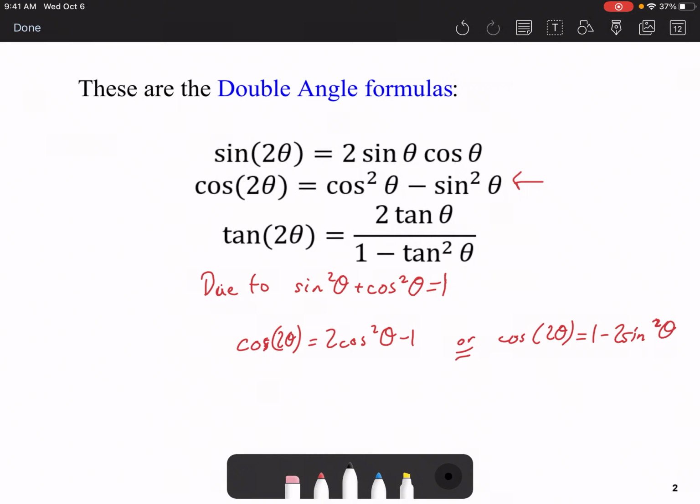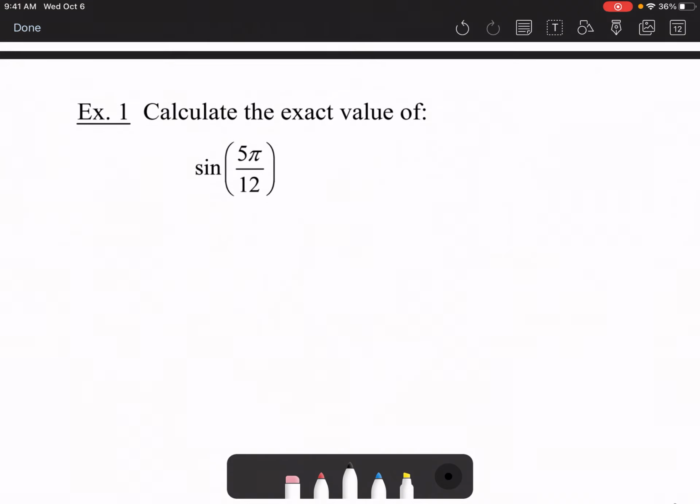Now again, I'd suggest you memorize at least the first two. You can always figure out the last one just by taking one and dividing by the other one, and using some trigonometric identities that you need. So let's see how this is useful in calculating some values.